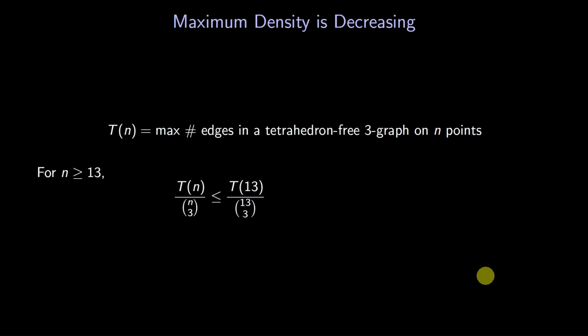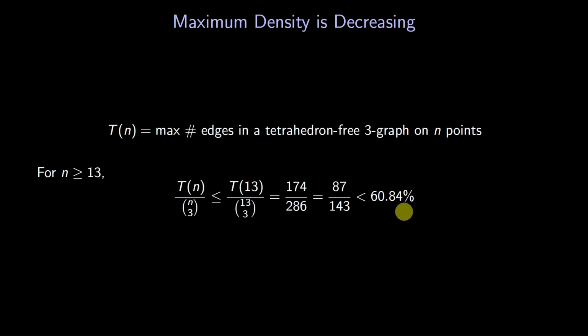It follows that for every n at least 13, t of n over n choose 3 is at most t of 13 over 13 choose 3, which we can calculate. Therefore, the density is just under 60.84%, less than 61%.